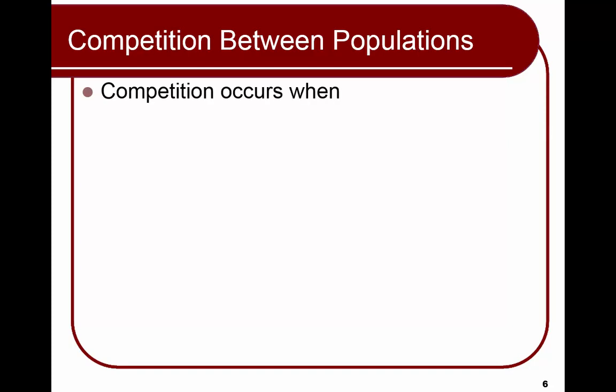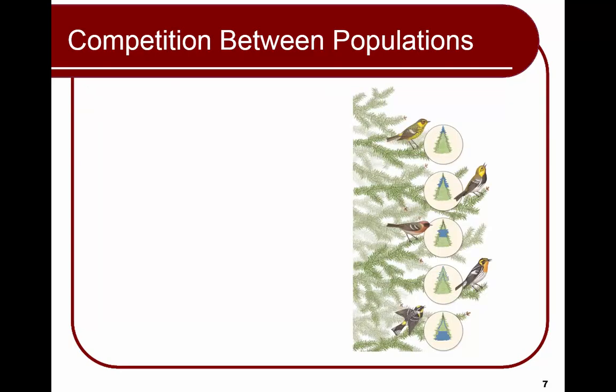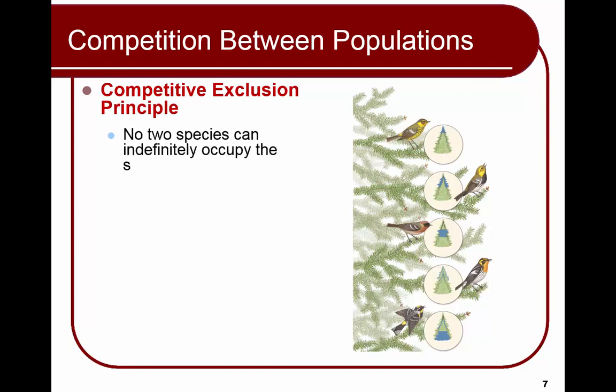Competition occurs when members of different species require the same resource and the supply of the resource is limited. They will deplete that resource if they both need the same resource. There's something called the competitive exclusion principle you need to be familiar with that states that no two species can indefinitely occupy the same niche at the same time.